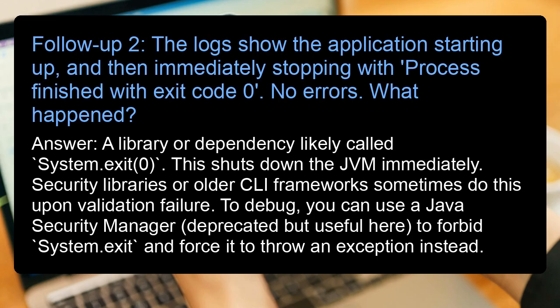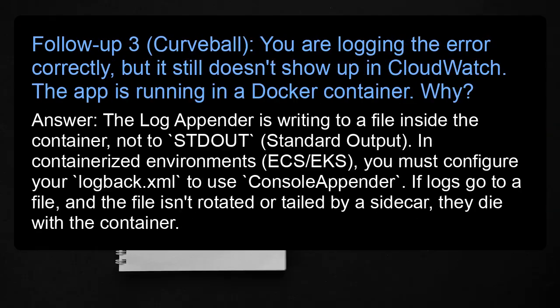Follow-up 2. The logs show the application starting up, and then immediately stopping with process finished with exit code 0. No errors. What happened? Answer, a library or dependency likely called System.exit(0). This shuts down the JVM immediately. Security libraries or older CLI frameworks sometimes do this upon validation failure. To debug, you can use a Java security manager, deprecated but useful here, to forbid System.exit and force it to throw an exception instead.